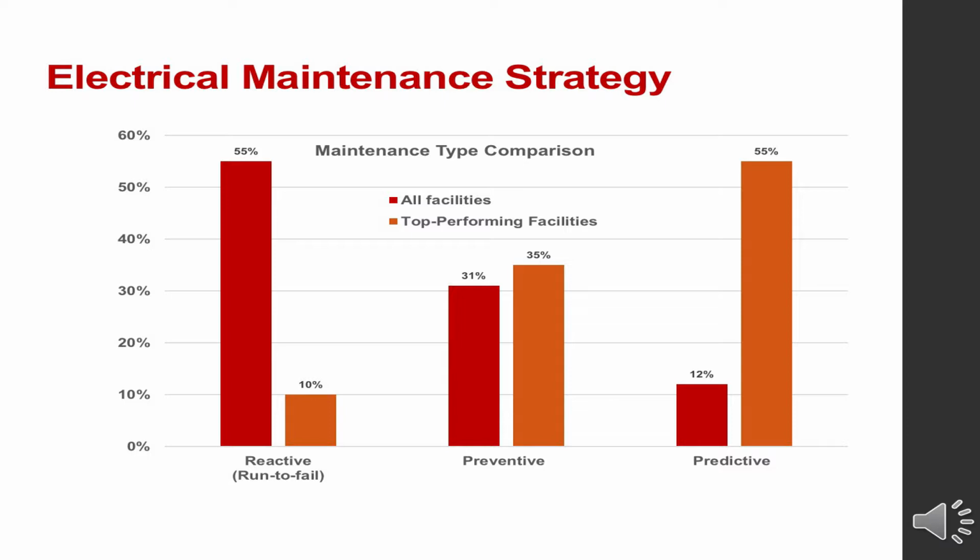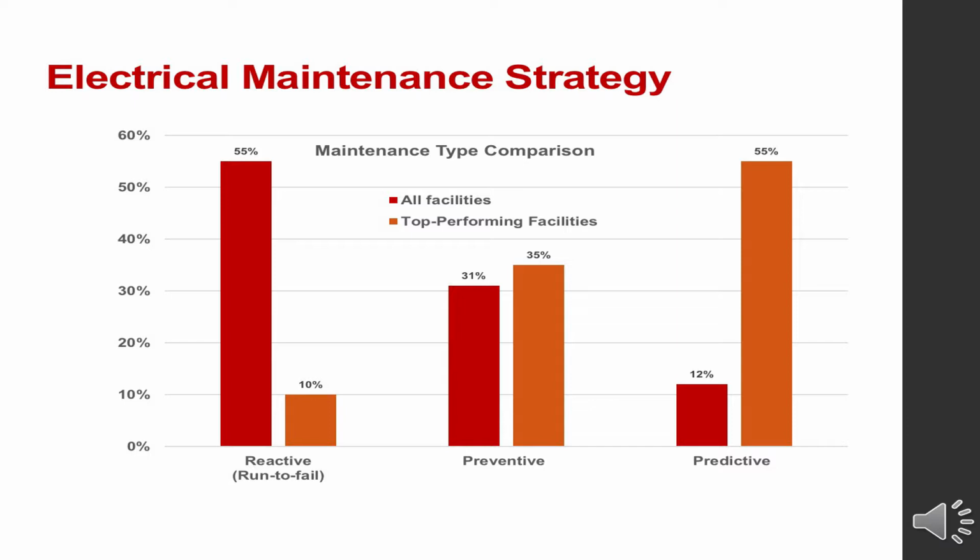While a top performing facility and an average facility, as shown in this graph, both spend about the same on preventive maintenance programs, which is 30 to 35%, the major difference is in how they compare on the predictive and run-to-failure metrics. So this chart below gives a great indication of current maintenance trends and their maturity models.